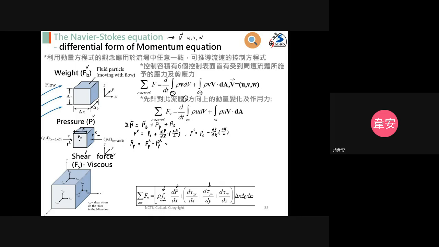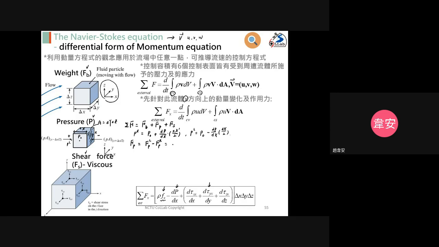Okay, so as we know, to convert the pressure to the pressure force, we need to multiply by the area. So this area A is equal to delta y multiplied by delta z. Okay, this is our coordinate: x, y, and z. So the area is delta y multiplied by delta z.